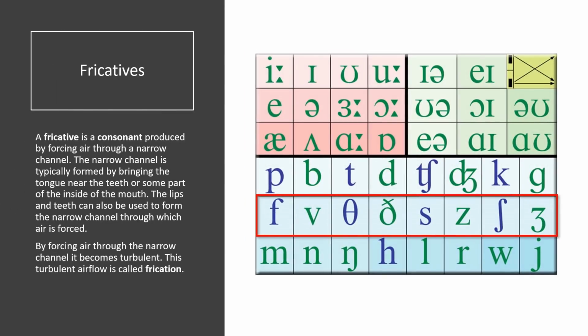Fricatives. A fricative is a consonant produced by forcing air through a narrow channel. The narrow channel is typically formed by bringing the tongue near the teeth or some part of the inside of the mouth. The lips and teeth can also be used to form the narrow channel through which air is forced. By forcing air through the narrow channel, it becomes turbulent. This turbulent airflow is called frication.